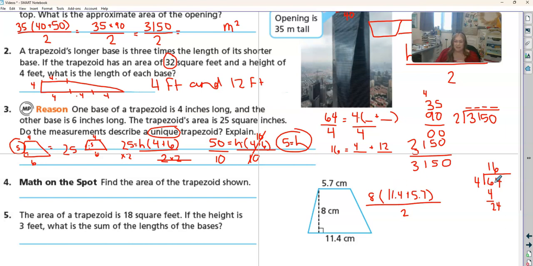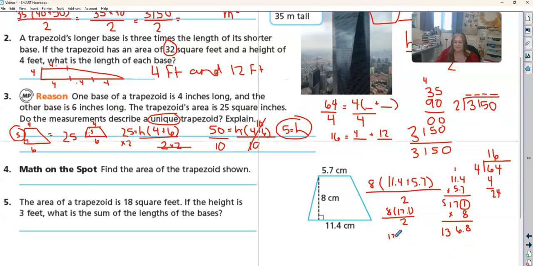So let's start here. Base plus base, so 11.4, and we're adding on 5.7. So there's 11, 5, 6, 7. Decimal comes straight down and 1. So now we're at 8 times 17.1 cut in half. So now we need to take 17.1 and we need to times it by 8. So here's 8, 56, 8, 9, 10, 11, 12, 13, 1 decimal place. So now we have 136.8, and we need to cut that in half.